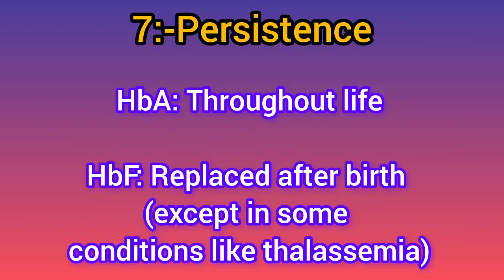Adult hemoglobin is present throughout the life of a person, as its main function is to transfer oxygen from the lungs to the various tissues in need. But the main function of fetal hemoglobin is to extract oxygen from the mother's blood and transfer it to the developing fetal tissue through the placenta. So after birth it is no longer required. After birth it is replaced with adult hemoglobin, but in some conditions it is still present, like thalassemia.